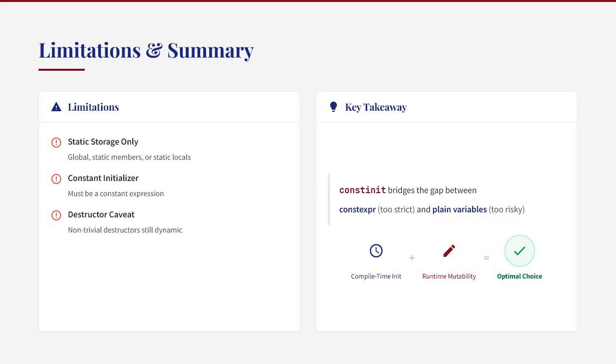While constinit ensures compile time initialization, it doesn't affect destruction. If a constinit variable has a non-trivial destructor, that destructor will still be called at program exit, which can reintroduce some of the ordering issues that constinit was designed to avoid. The key takeaway is that constinit provides compile time initialization while allowing runtime mutability, bridging the gap between constexpr and regular variables. It's not a replacement for either, but rather a complementary tool for specific use cases.